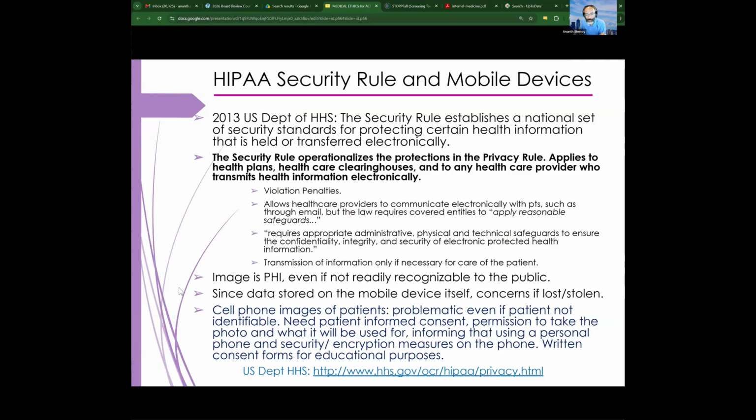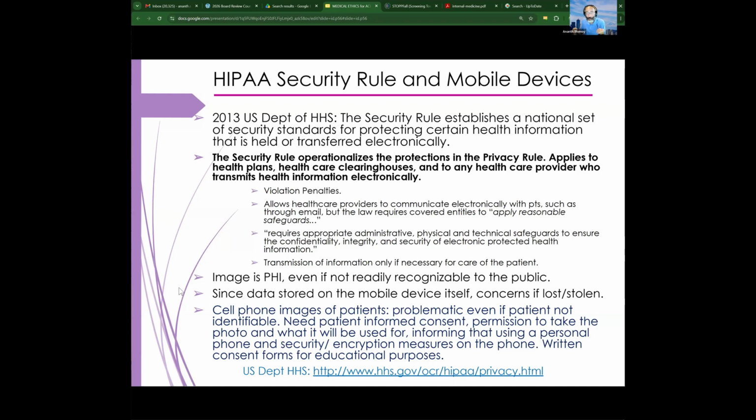Now, the reason why answer choice D is wrong is the image is protected health information, even if it is not readily recognizable. So even though there's no patient identifying, right, there's presumably no patient badge, there's no medical record number in the picture, it is still considered protected health information. So that's key. And since the data is actually stored on the mobile device itself, you have to be worried about, well, what happens if it's lost? What happens if others have access to it? So cell phone images of patients are problematic. So even if the patient is not identifiable, they're problematic.